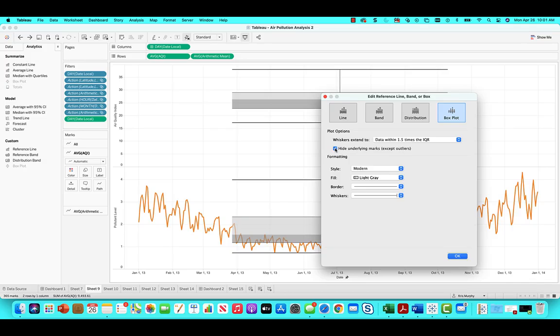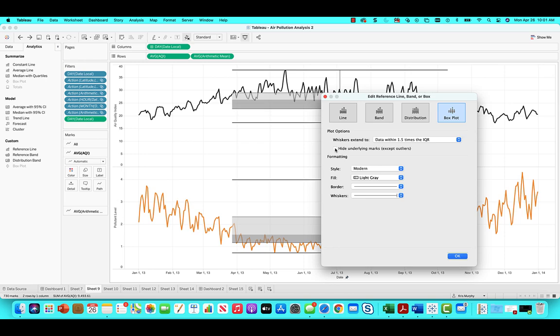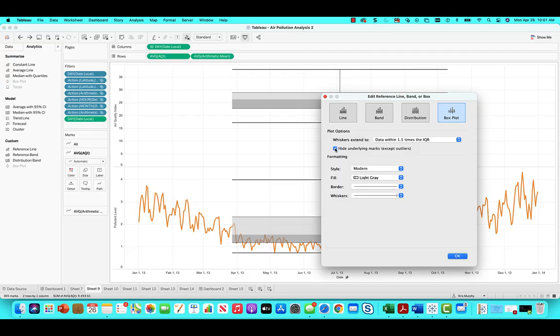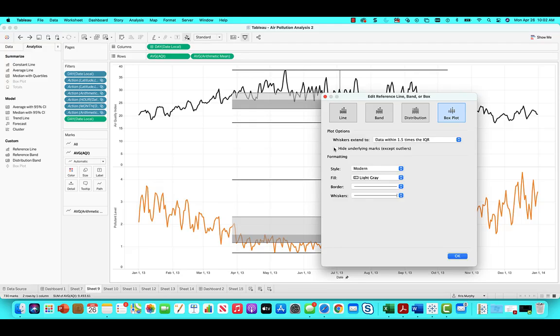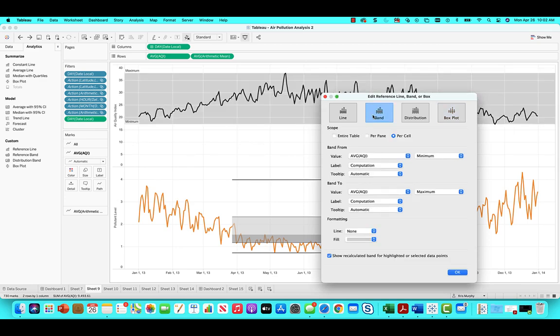Hide underlying markers for alpha. Oh, okay, that makes sense. Except outliers. No outliers. Okay, I kind of like that. It makes sense. Interesting. Bandit. Yeah.